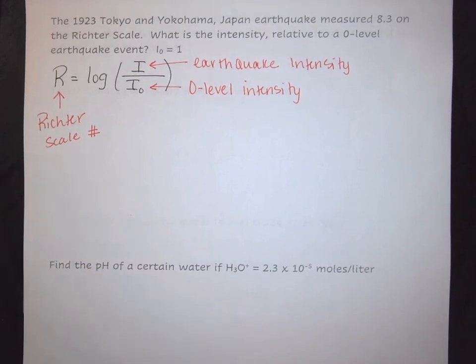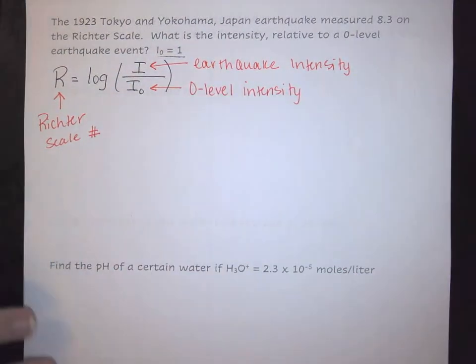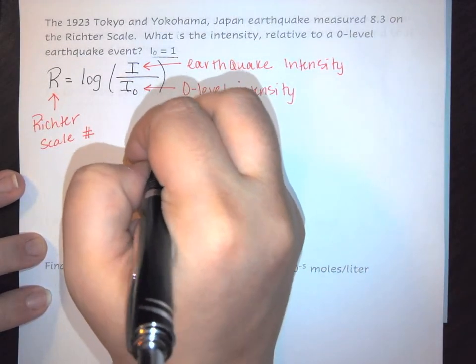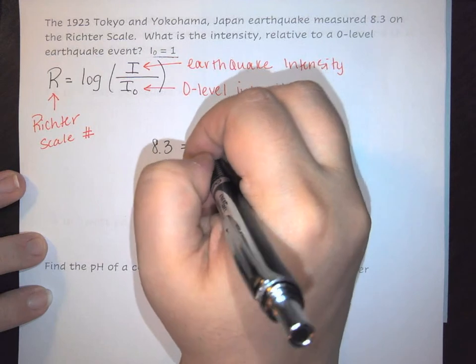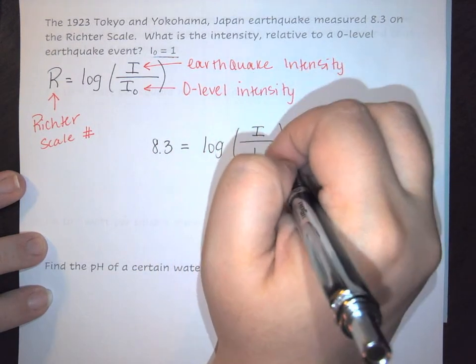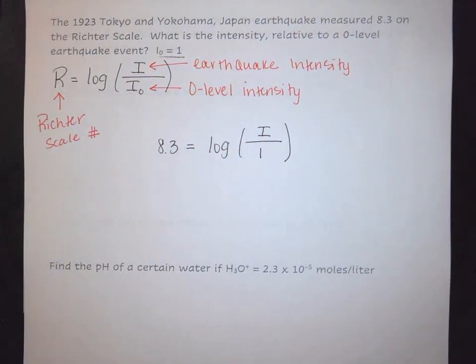So how does this actually work for this problem? Well, obviously the piece that we don't know in this particular problem is the earthquake intensity, but what we do know is the Richter scale value, and we know the zero level value. So we have to plug in the information we know. So this is going to be 8.3 is equal to the log of your intensity over your zero level, which was 1.